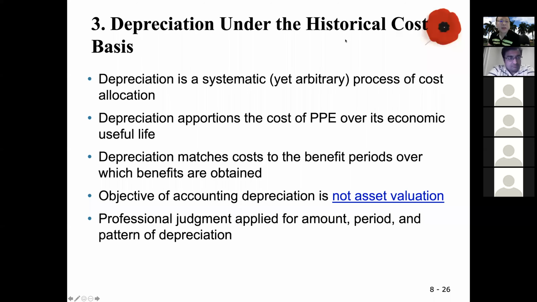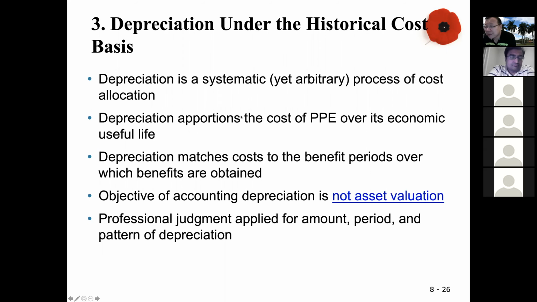Okay, depreciation under historical cost. This is quite straightforward to you. You have done this a lot in 2100, the first introductory financial accounting course. It is a systematic process of cost allocation. You allocate the cost of the asset over its economic useful life, honoring the matching principle. You match the cost with the revenue.